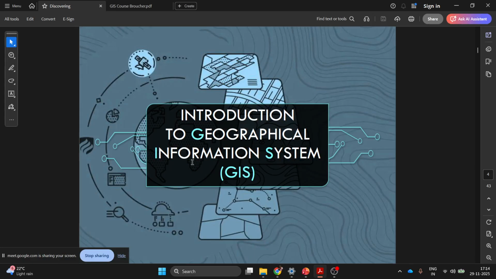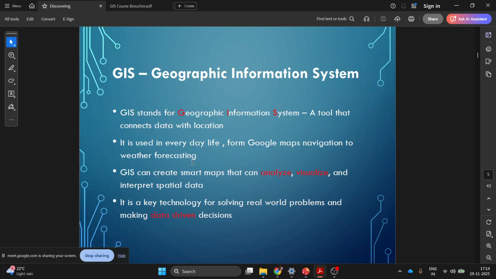Coming to the introduction to geographical information system, which is shortly called GIS. G is for geographical; here we are dealing with information that is connected with a geographical aspect. That is why it is called GIS. So what is GIS? GIS stands for Geographic Information System. It is a tool that connects data with a location.